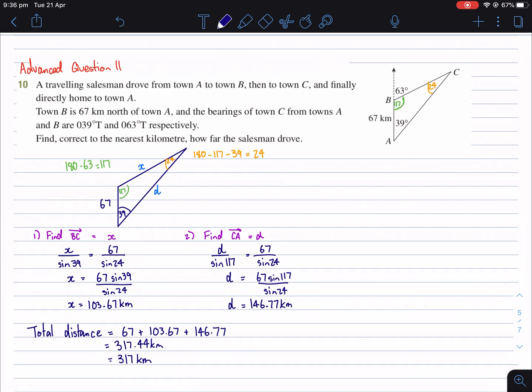So it was a complicated question, but once you drew another diagram, got a sense for what things were, got a sense for what it was asking, it was much simpler.